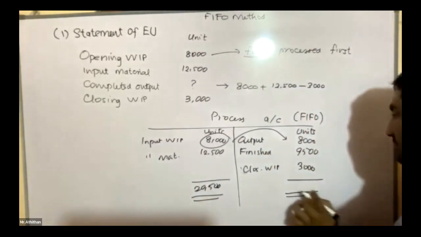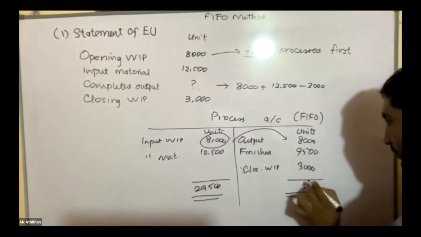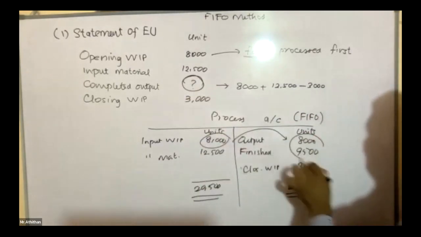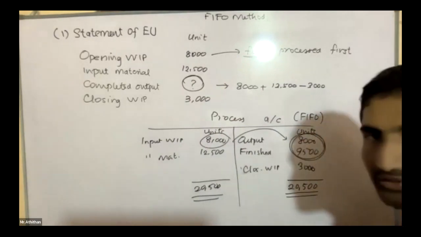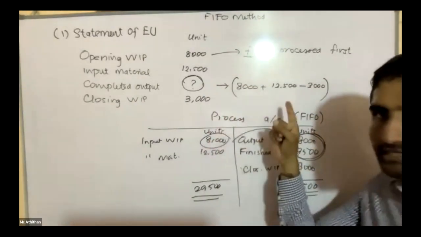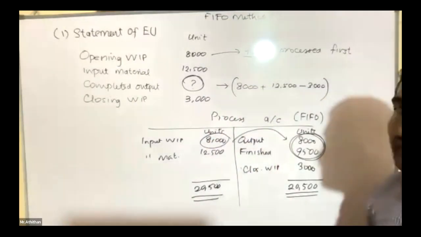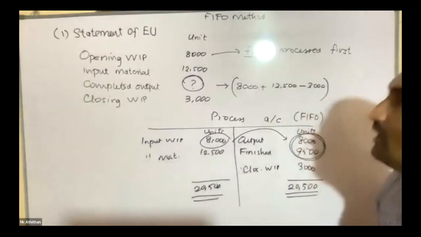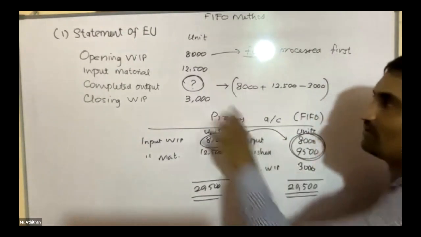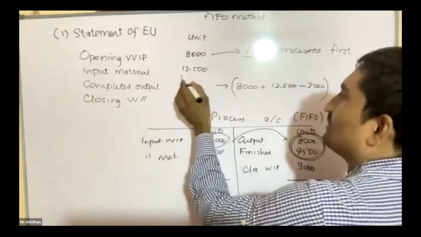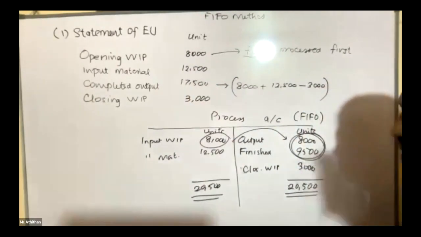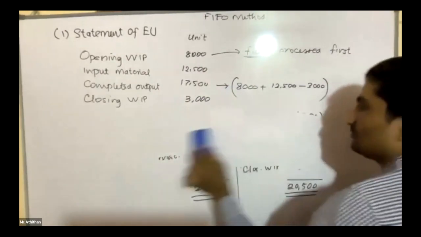So take the full 20,500. Right? So what is here? 17,500. Or else, this is the answer: 8,000 plus 12,500 minus 3,000. Or else 8,000 plus 9,500. So this is 17,500 output. I will remove this now.